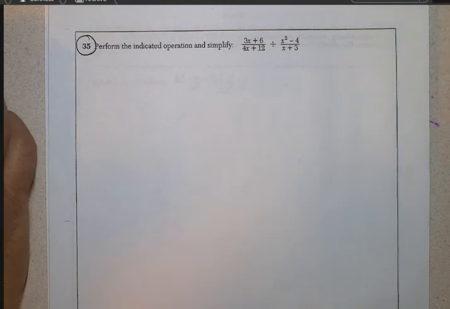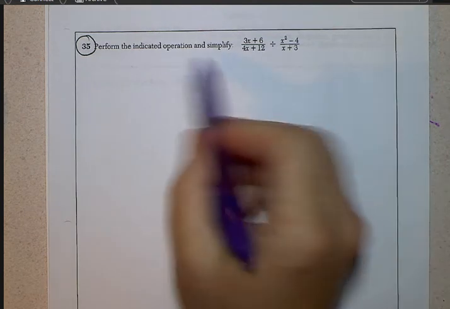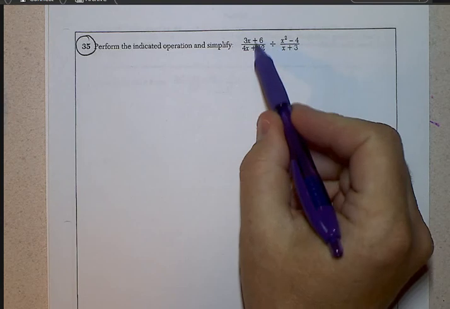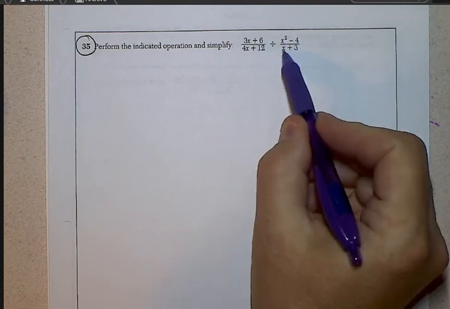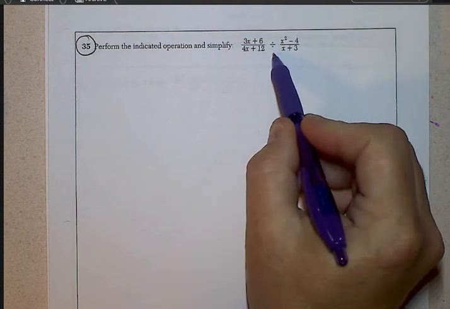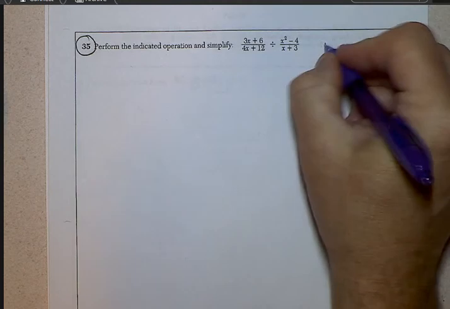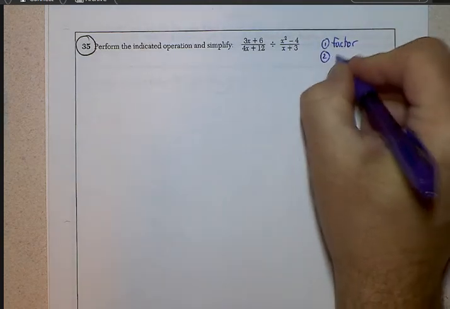Okay, our very last video, we should be able to finish pages 16 through 20. So we want to perform the indicated operation, and we want to simplify. Anytime you're given rational expressions, algebraic fractions, and they're dividing or multiplying, they're asking you to simplify it, which means you have to factor. That is one of the first things we're going to try to do, and then we're going to cancel.